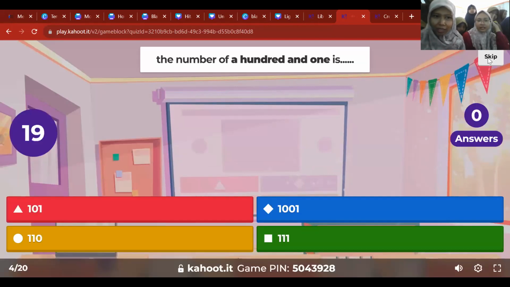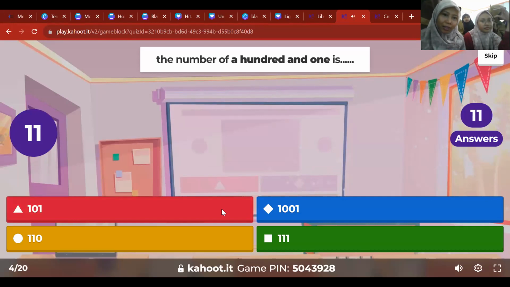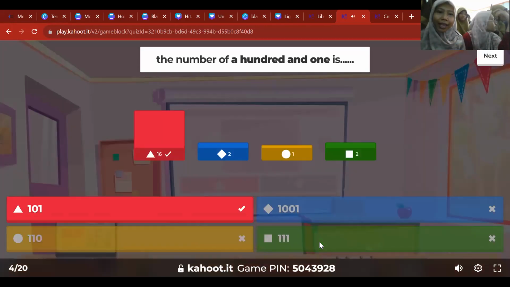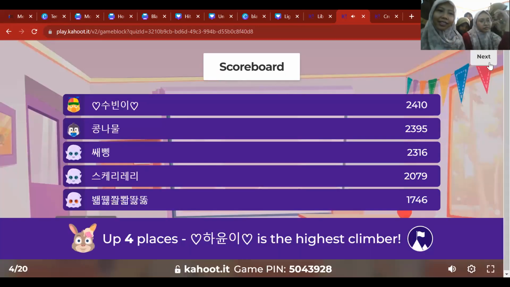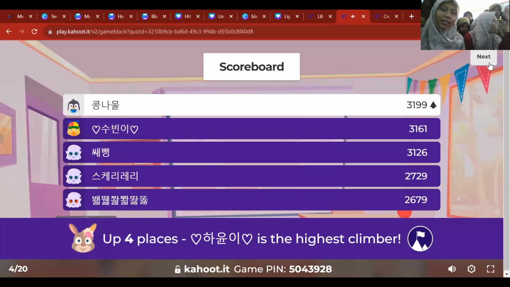Next question, the number 101. Red, yellow, or green? And the answer is red. Ya memang, kamu memperhatikan. Pertanyaannya ini.